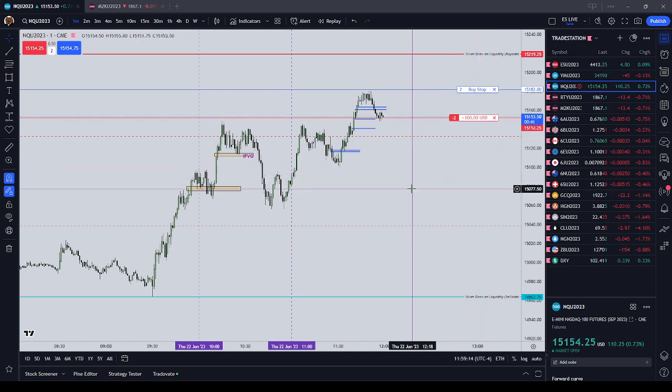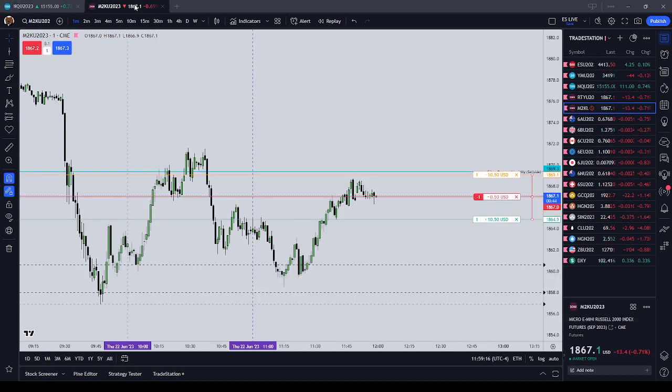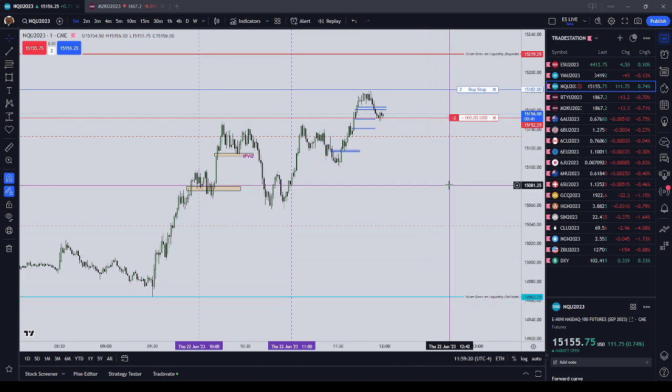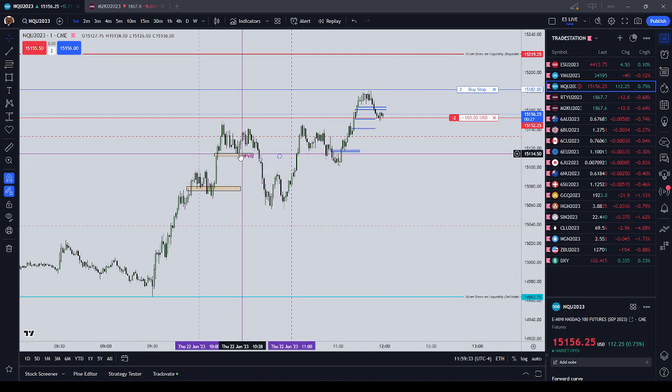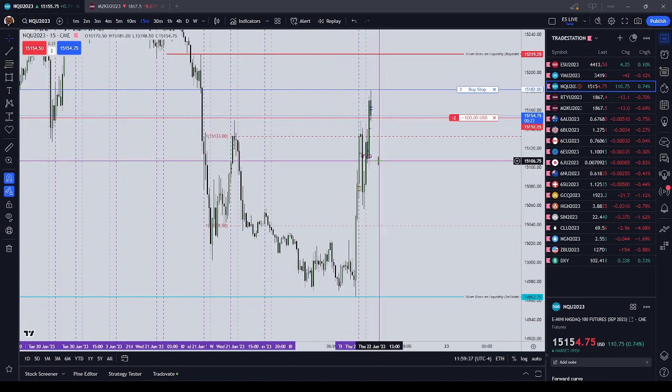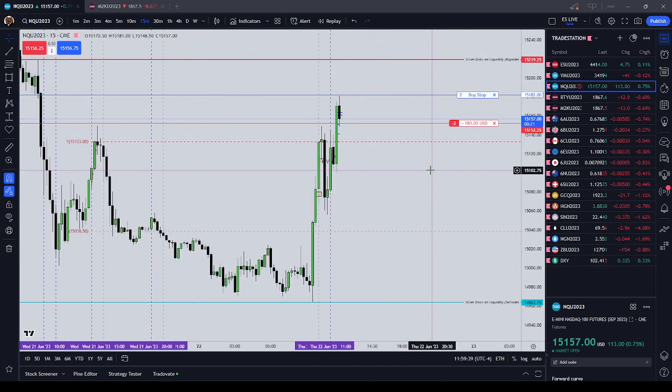I'm thinking that the draw on liquidity for NASDAQ might still be lower. This could be a turtle soup on the 15-minute time frame. Possible.